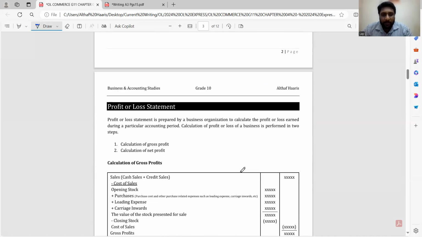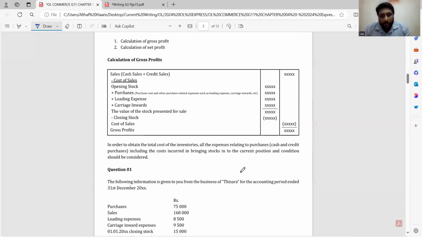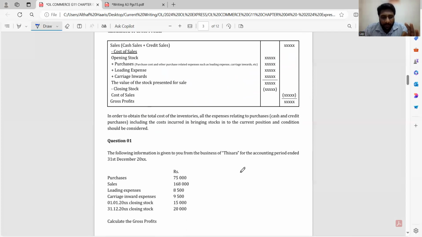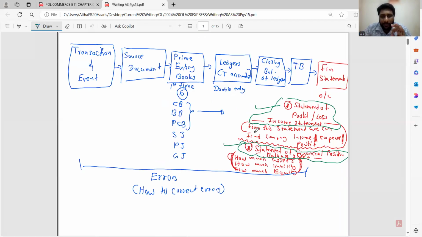So let's move to the first one, people. We'll go to the income statement. In income statement, we are going to learn how to calculate this gross profit. So I'll just give you a rough understanding about the income statement.